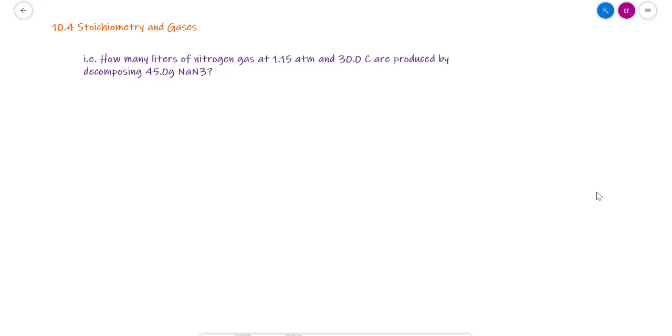So the question is, how many liters of nitrogen gas at this pressure, 1.15 atm and 30 C, are produced by decomposing 45 grams of sodium azide. So this reaction looks like this. 2 units of sodium azide, solid, that decomposes into sodium metal plus 3 moles of nitrogen gas.